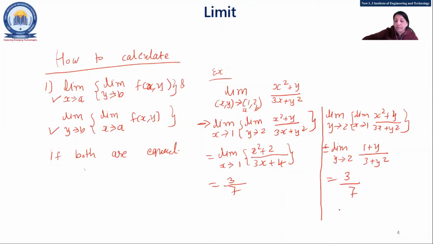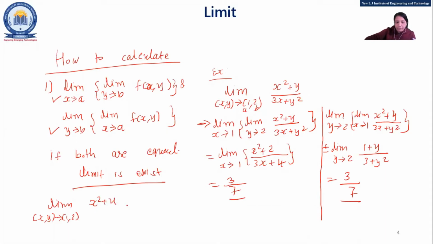So see, both values are equal. Both values are equal. So we can say that the limit exists, right? The limit exists. And what is the definition? Limit (x, y) tends to (1, 2) of f(x, y), where f is x square plus y upon 3x plus y square, equals L. L means our value is what? 3 by 7. So that is our answer.